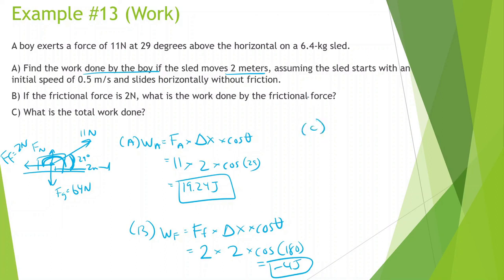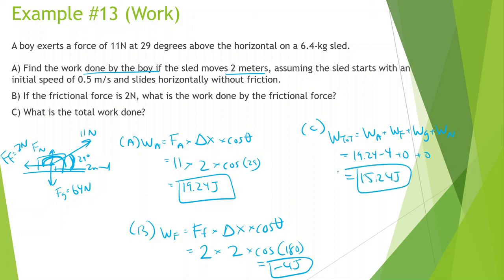Part C, what is the total work done? So we know work total, in this case, is going to be equal to the work applied plus the work of friction plus work of gravity plus work of normal force. So this is going to be equal to 19.24, work of friction minus 4. And we should know work of gravity is going to be at a 90 degree angle, so work of gravity is going to be plus 0. Same thing with normal force. It's going to be a 90 degree angle, so that's also 0. So we should know this is going to be equal to 15.24 joules.